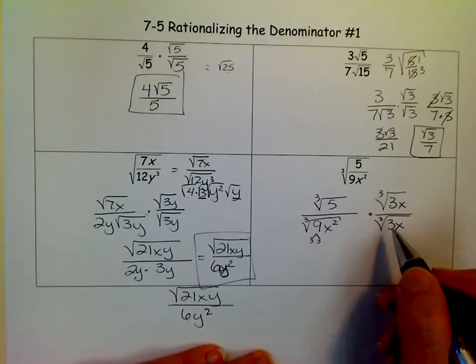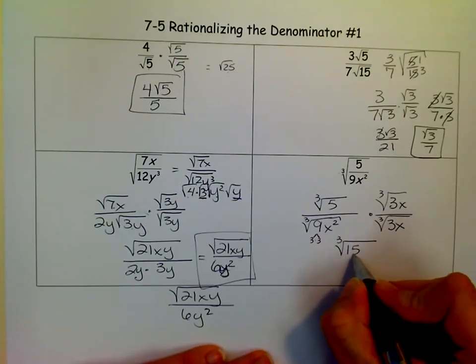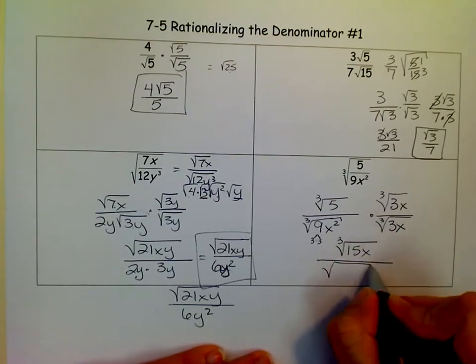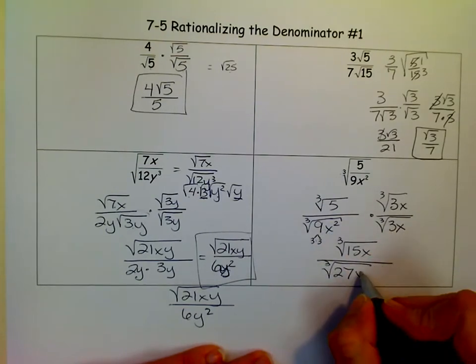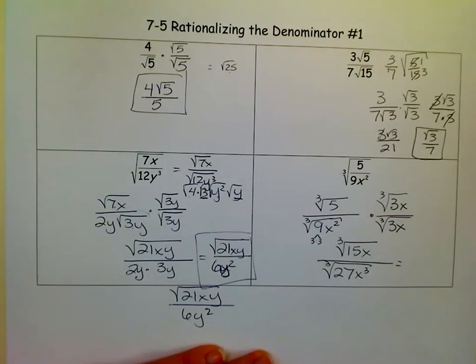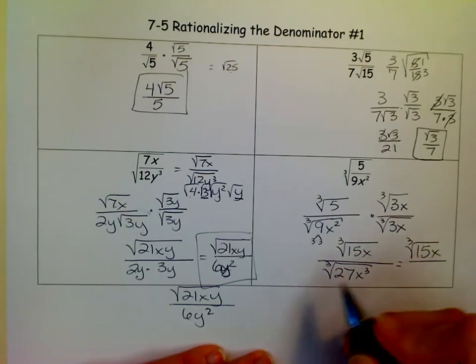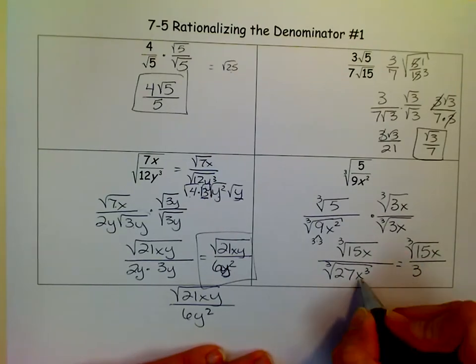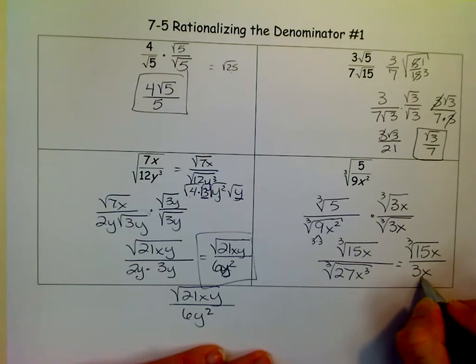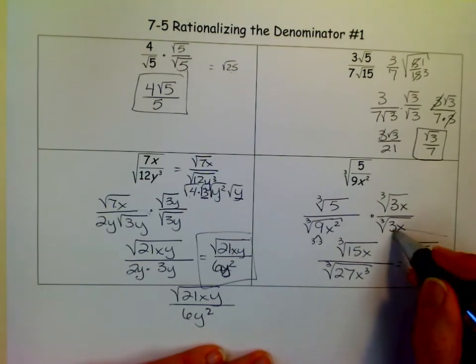So when I multiply on top, inside times inside again, so I have the cubed root of 15x. And on the bottom, I have the cubed root. 9 times 3 is 27. X squared times x is x cubed. And I'm showing work here so you can see what I'm doing, because on the other ones, I didn't show this as much. The cubed root of 27 is 3. The cubed root of x cubed is x. So now I don't have any square roots, cubed roots in the denominator, no radicals, and I'm done.